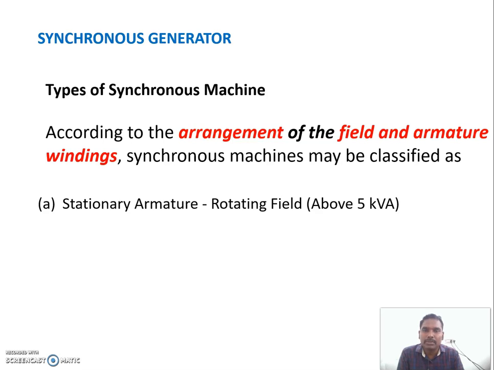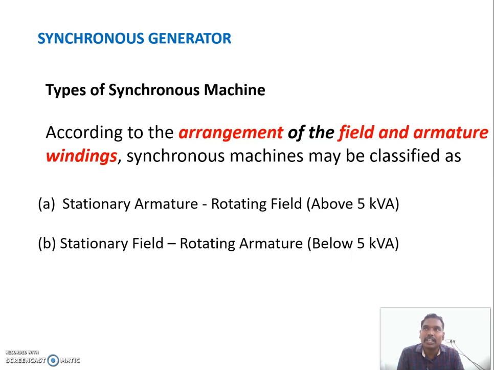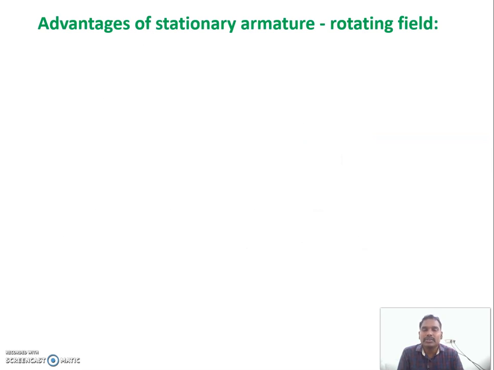This machine is classified into the following types. One is stationary armature and rotating field, which is suited for above 5 kVA systems. The second is stationary field and rotating armature, which is suitable for below 5 kVA machines. Then the advantages of stationary armature and rotating field.